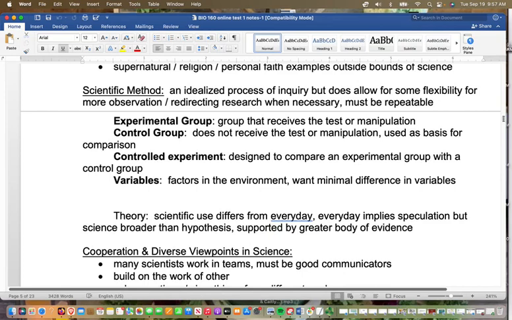In science, a theory is something that is well tested and supported by a great body of evidence. This is different than everyday language. Everyday language implies a lot of speculation, but in science, a theory does have more evidence behind it.